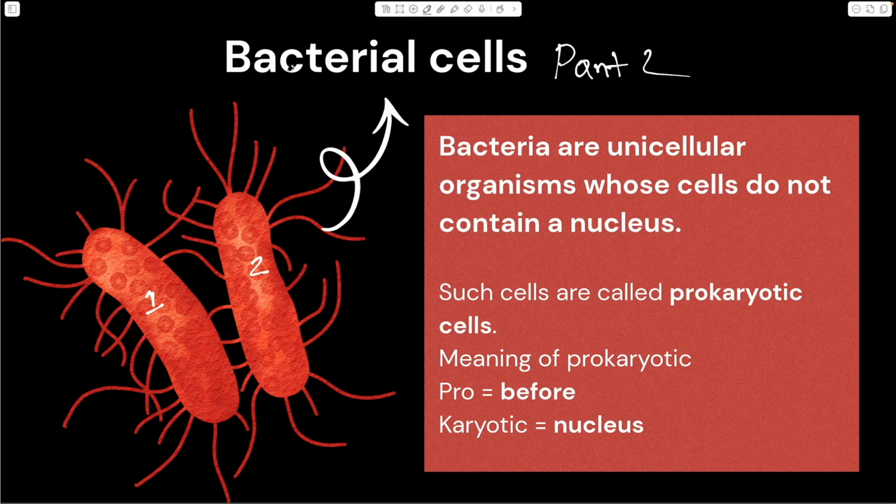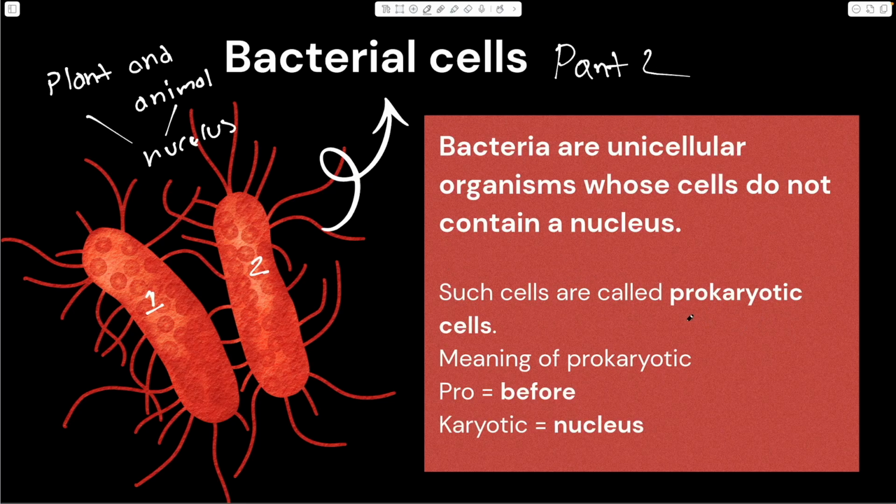As you can see, both plant and animal cells have a nucleus, right? They both have a nucleus. However, a bacterial cell doesn't contain any nucleus. Such cells are called prokaryotic cells.